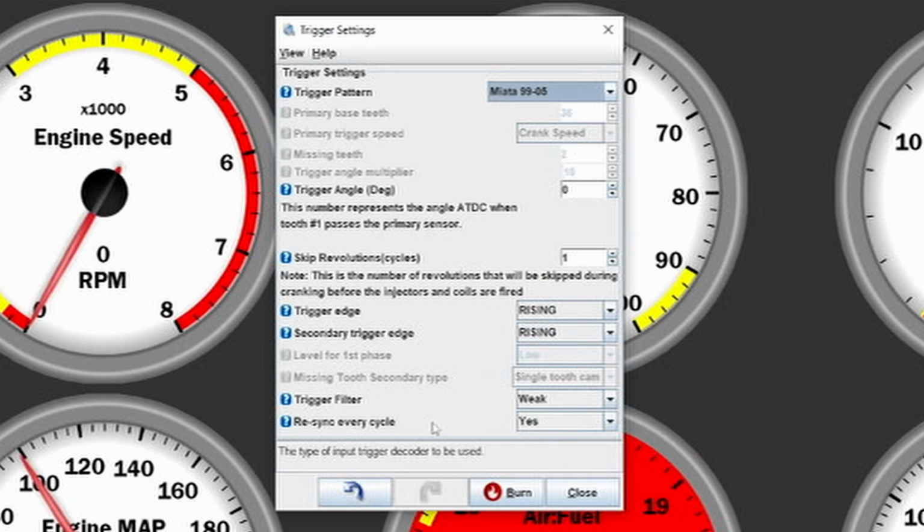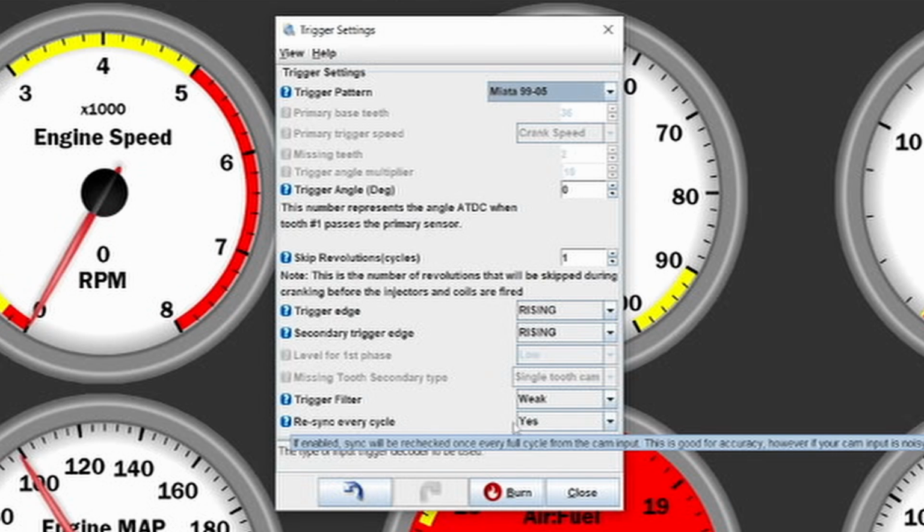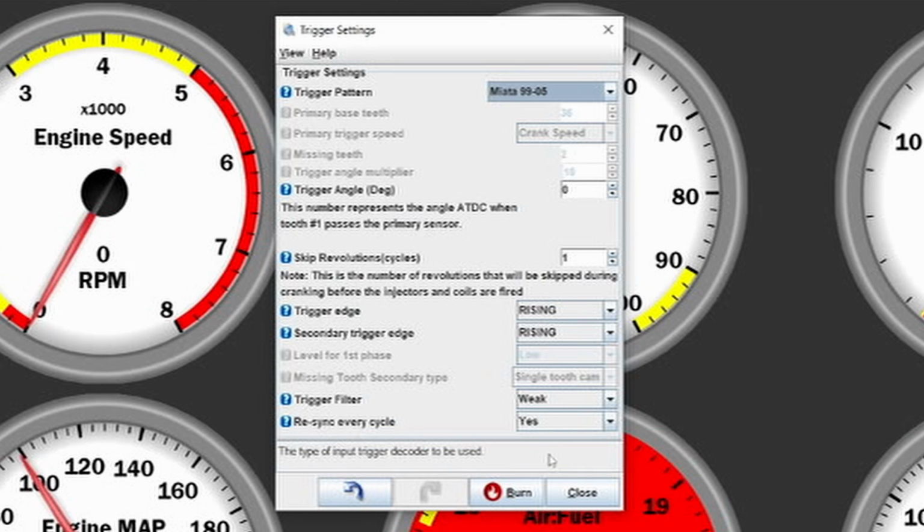This will improve accuracy, although this can introduce some noise. So if you may have problems with high RPM misfiring or RPM readouts, you may be able to put that to no. And if it gets better, you'll just have to test that out.